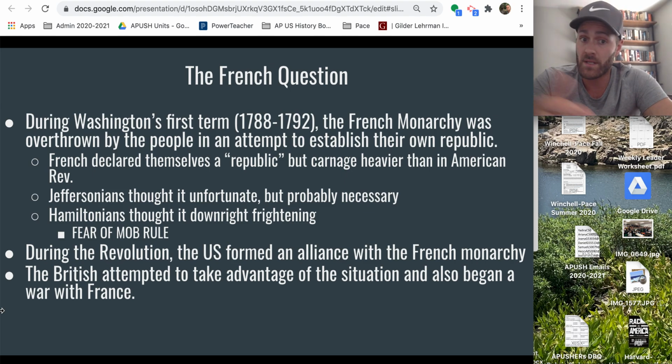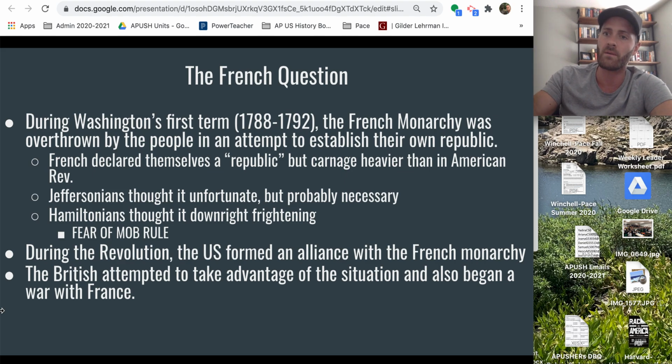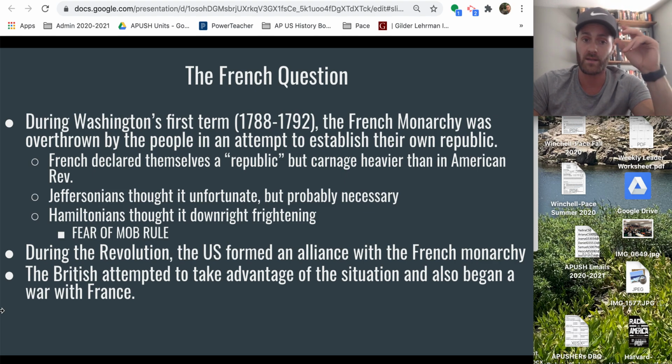Now, as we just discussed, the U.S. has an alliance with France, but Washington is going to argue that our alliance with France is not with the French people, it is with the French king. And the French king no longer exists because he's dead, because he got killed by the mob, and therefore we have no obligation to support the French because the governing body that we made that alliance with no longer exists, and therefore the alliance no longer exists, and therefore we can just stay out of this chaos.